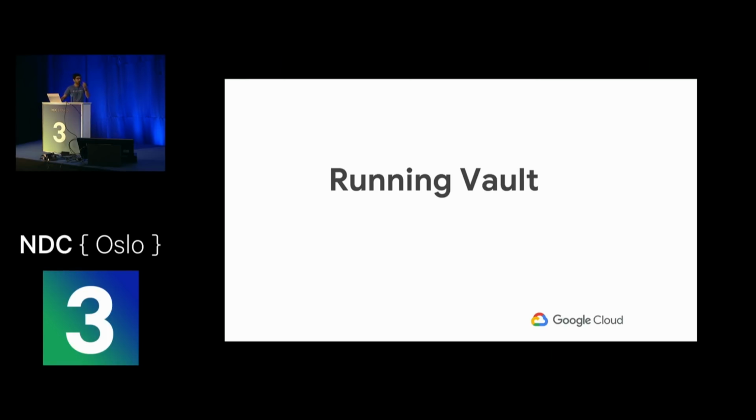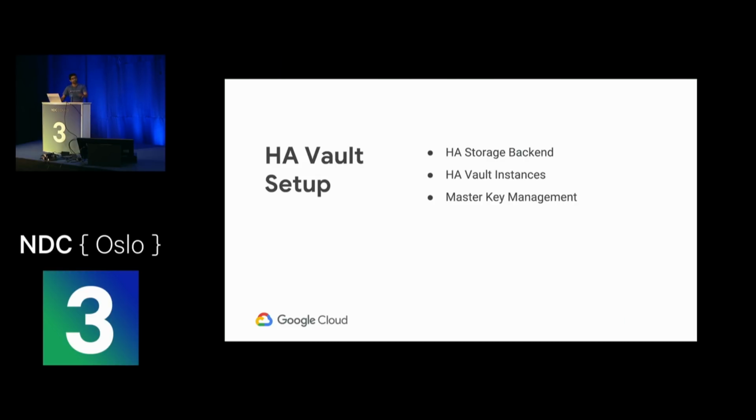So there's a lot of ways to run Vault. I'm going to focus on the Google Cloud portion of it, but it's pretty similar in most setups, on-prem, in the cloud, whatever, right? So you basically need 3 different things to run Vault. You need a storage backend that's highly available. You need a way to run your Vault instances themselves that's highly available. And you need some sort of master key management policy or way to do that. And I'll talk about that in a second, because it's a little bit complicated.